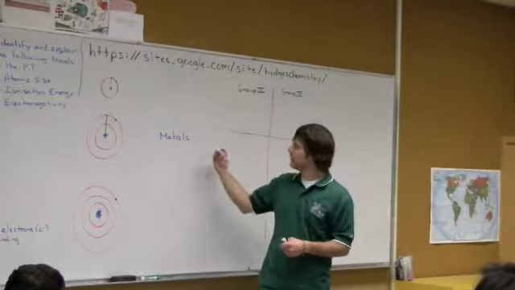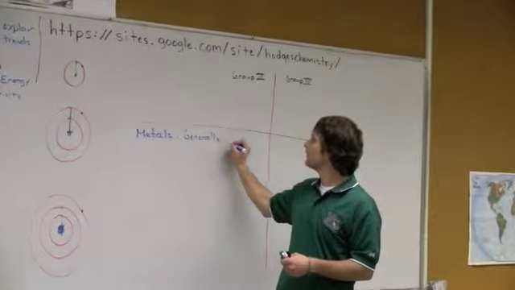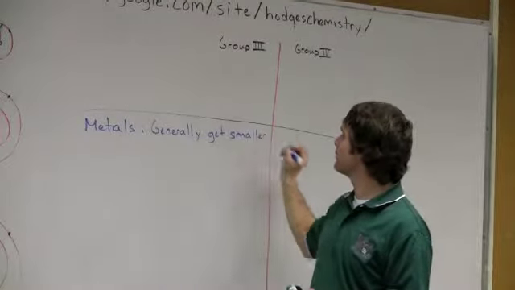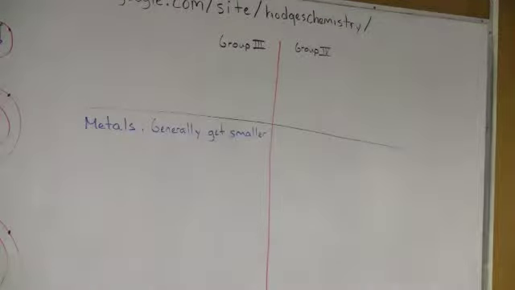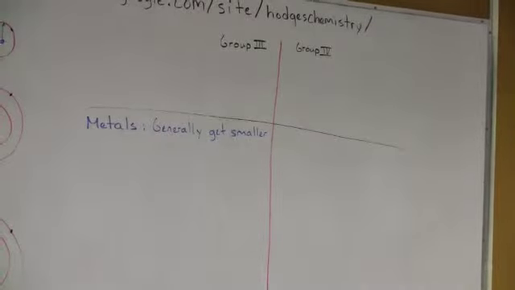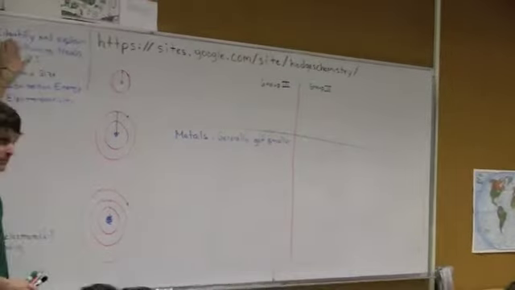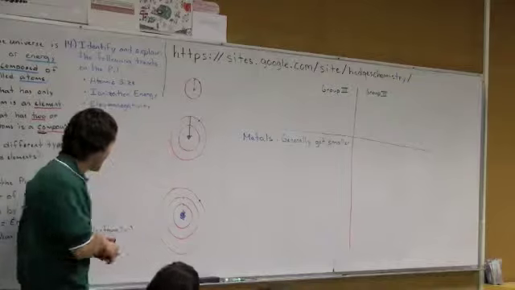So metals generally get smaller. Metals generally get smaller when they become ions. Now, not only are we going to identify the trend that just happened, that they generally get smaller when they lose electrons, but now we're going to explain why that happened.